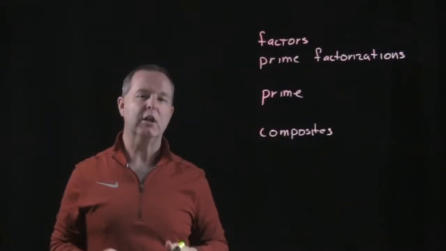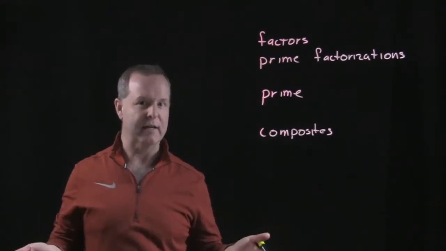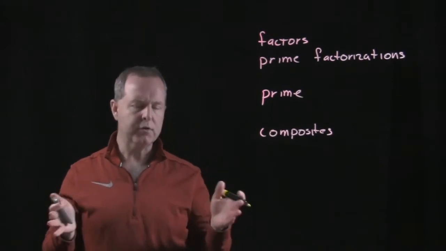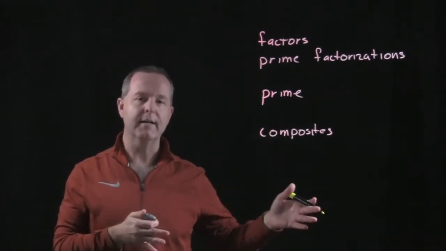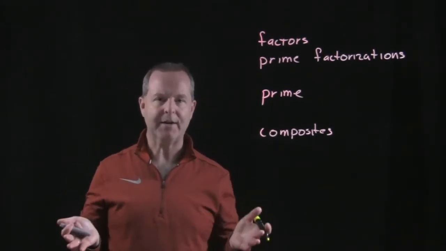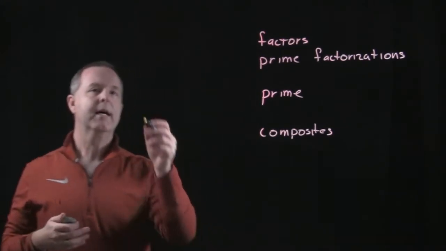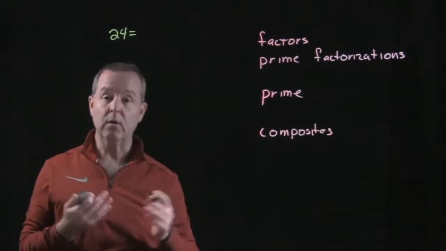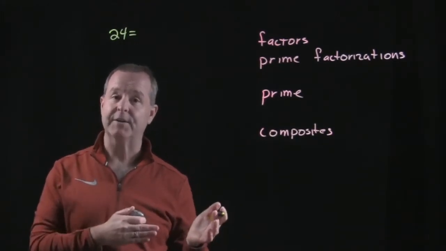Every number that we're going to look at, well, almost every number that we're going to look at can be broken down into factors. So let's look at all numbers greater than or equal to 1 and get a sense of where factors come from. So for example, if I have the number 24, we can rewrite 24 as its factors.